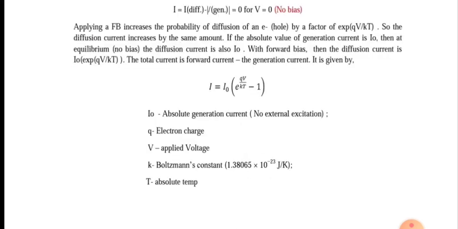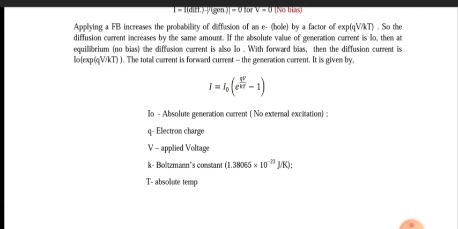Under no bias condition, we have seen there are two types of current in the PN junction: one is diffusion current, another is drift current. Under no bias, the drift current cancels with the diffusion current; a small amount of diffusion current and a small amount of drift current get cancelled. So under equilibrium or no bias condition, the total current flow in a semiconductor is 0. That is, I diffusion minus I generation is equal to 0 when the external voltage V is equal to 0. That is the first one, no bias condition.